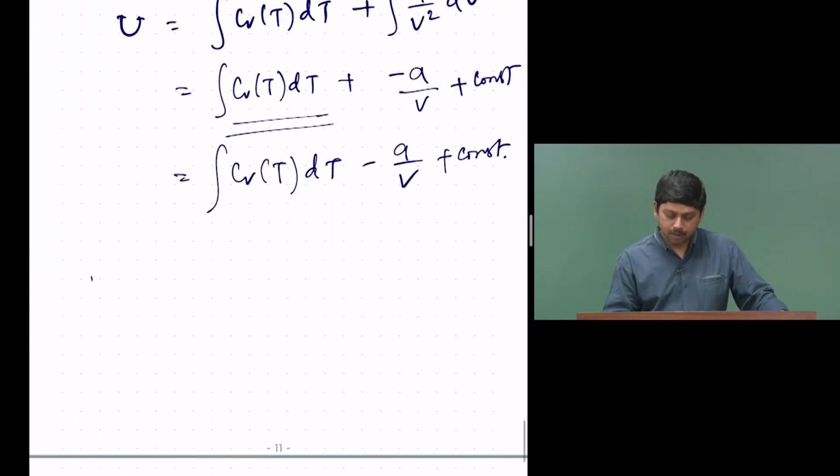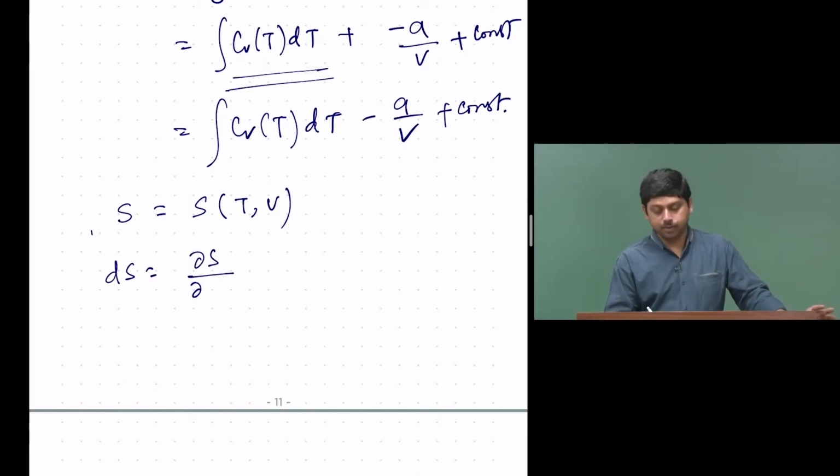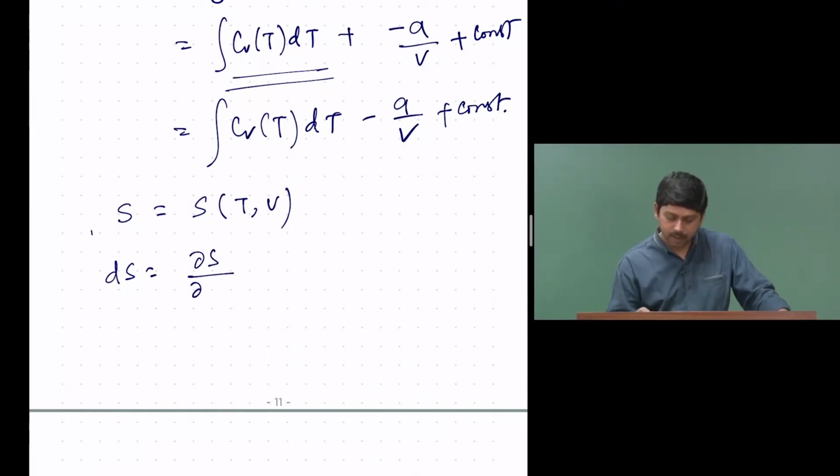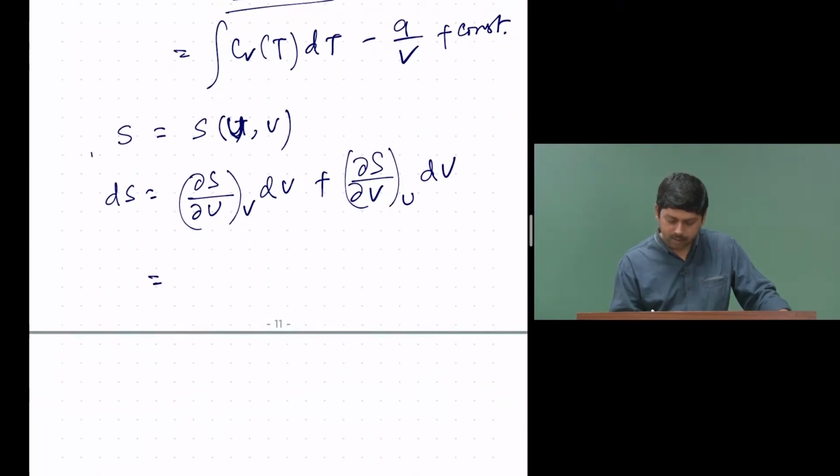Now similarly we can write S also as a function of, let us say, T and V, and we can write dS. Or S is a function of U and V, so you can write it as U and V as well. Let us write that: dS equals del S by del U at constant V dU plus del S by del V at constant U dV. Now del S by del U at constant V is nothing but 1 by T. You can show that.